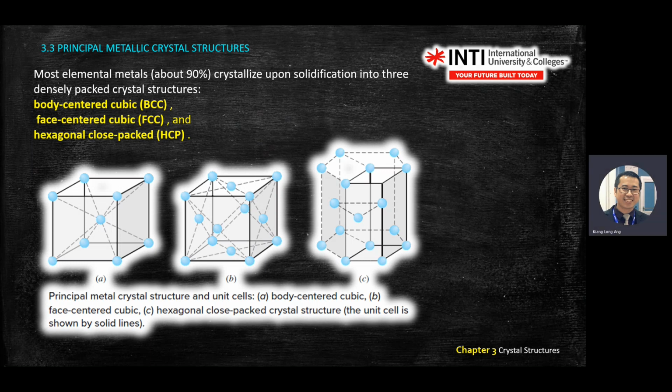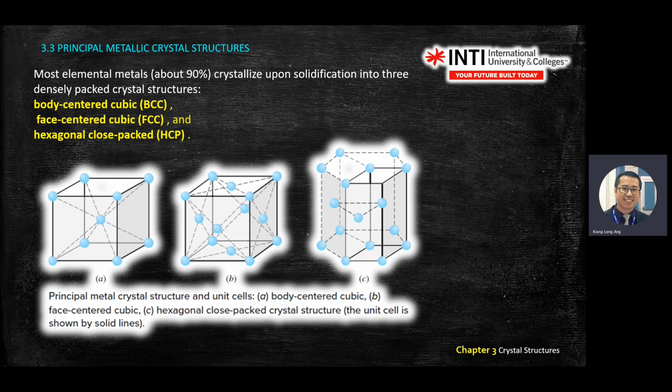We will be asked about BCC, body-centered cubic, and FCC, face-centered cubic. Face-centered cubic means there's one extra atom at the center of each face. You have 6 faces. Then there's one more, hexagonal close pack, HCP. You'll see a hexagon on top and bottom, and it forms a crystal structure like what you see on the screen. So what is HCP?